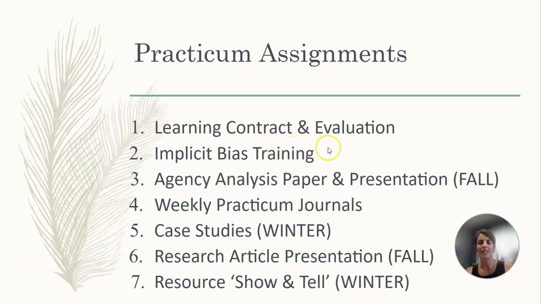We have the students complete an implicit bias training. That's something that's done during the fall semester. So exploring their biases and understanding deeper what implicit biases are and how to mitigate them. We ask them to complete an agency analysis paper. That is the end assignment for the fall semester.